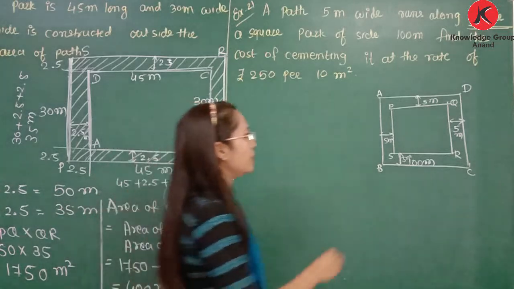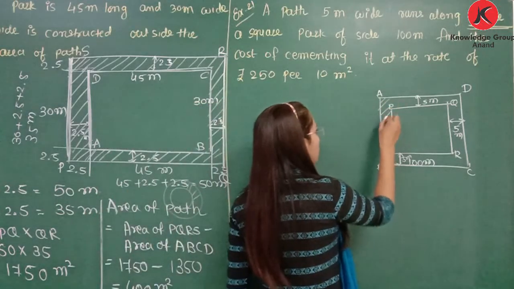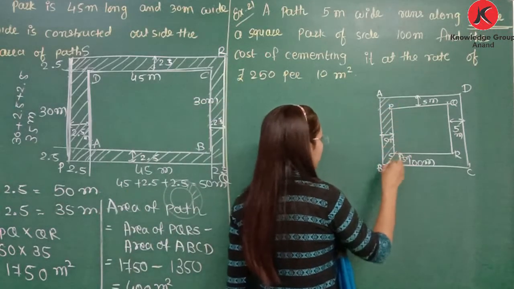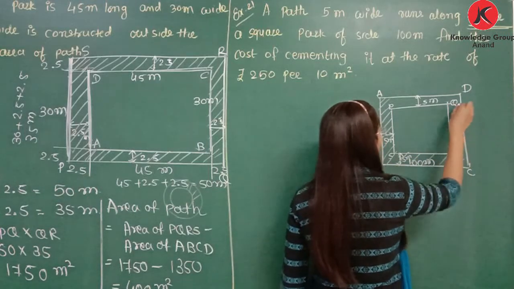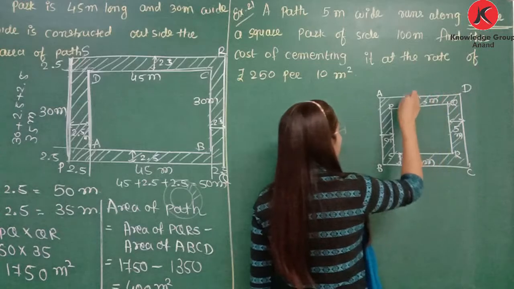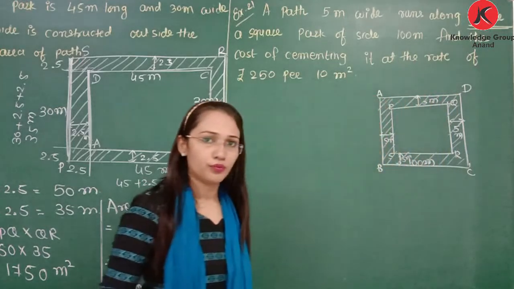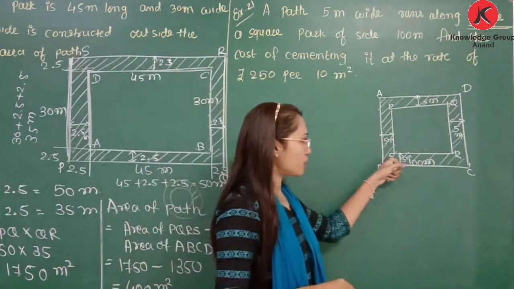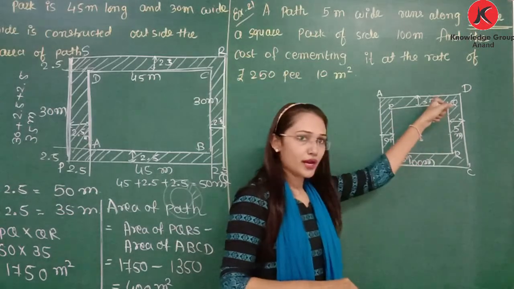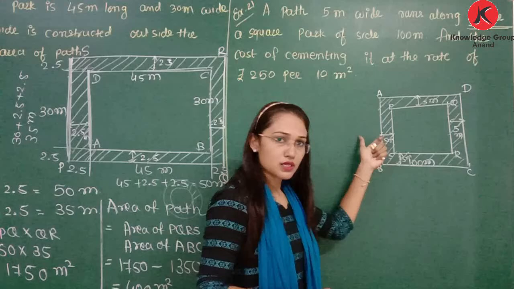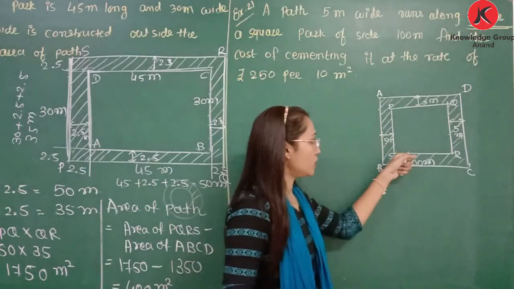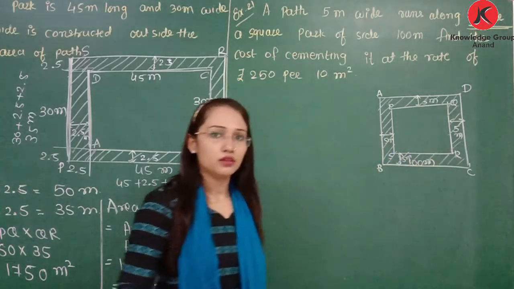Now to find the area of this path, we need the value of PQRS because the outer square has a side of 100 meters. But what is the side of the inner square? To find the area of this path, we need to find the area of PQRS and area of ABCD and subtract PQRS from ABCD. Okay, so for that we need to find the area of PQRS.